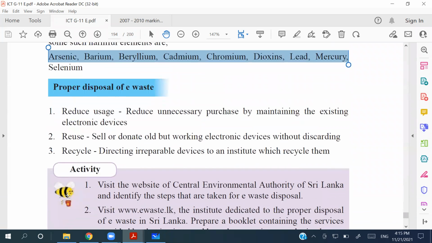So how do we do the proper disposal of e-waste? We call this the 3R system: reduce, reuse, and recycle. So you can reduce unnecessary purchases.